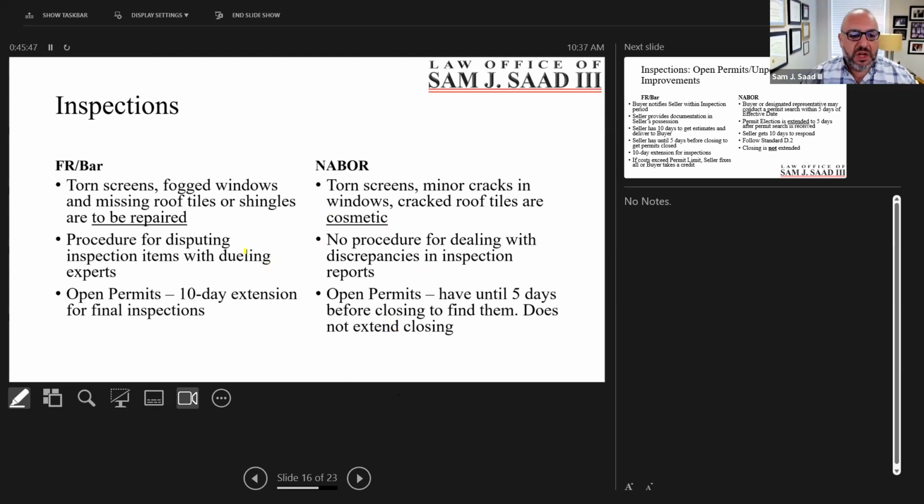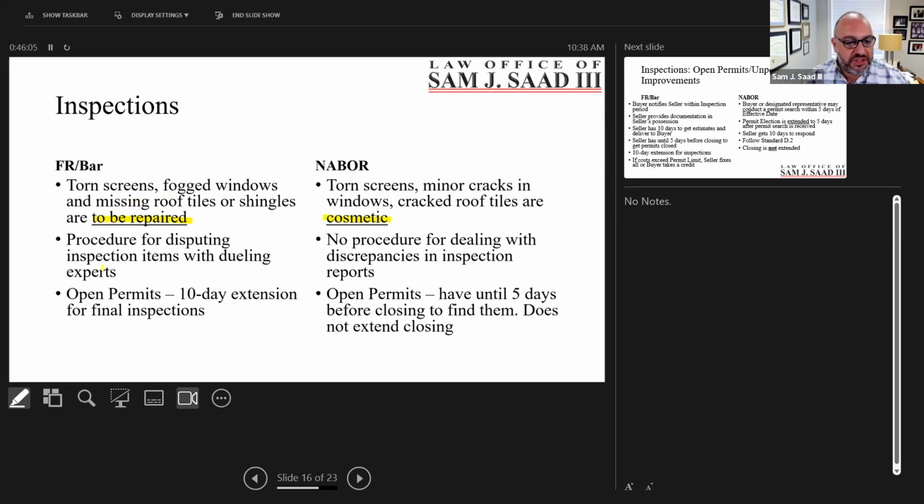FRBAR has differences as to what has to be repaired. Torn screens, fogged windows, and missing roof tiles are defective items that you would repair under FRBAR. They're cosmetic under NABOR.